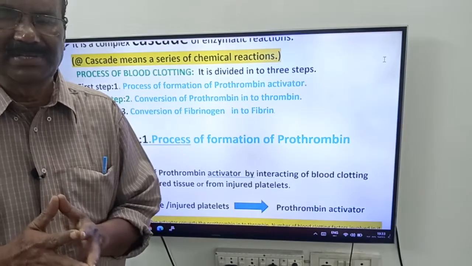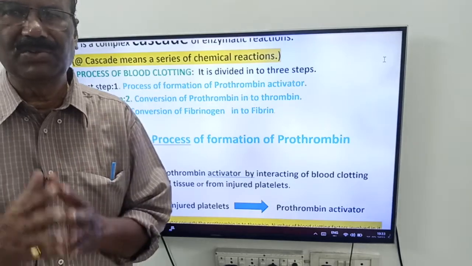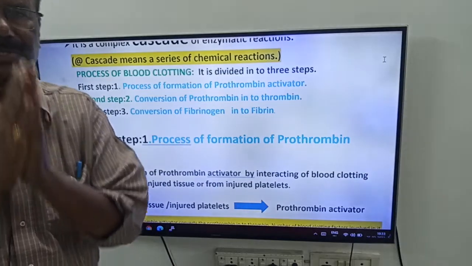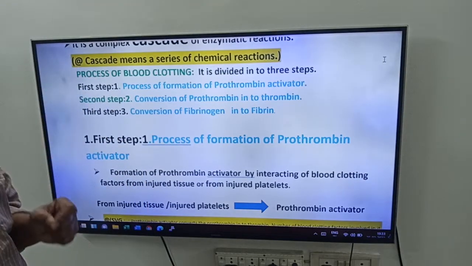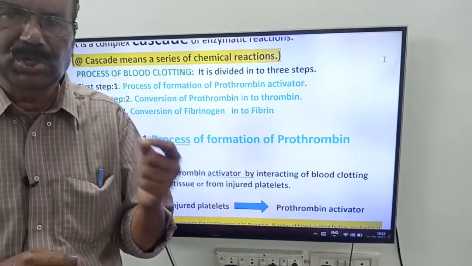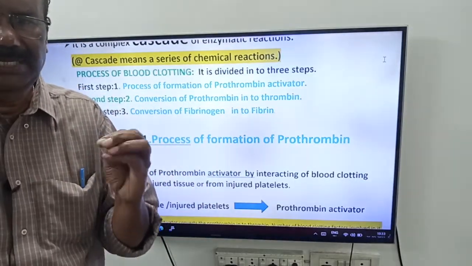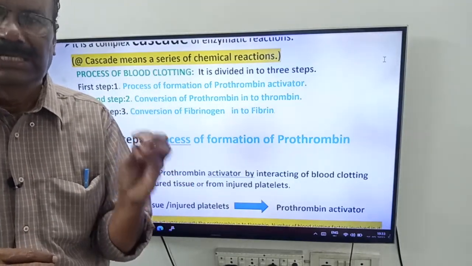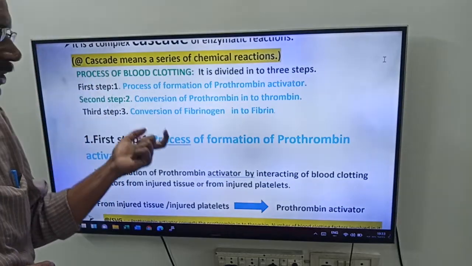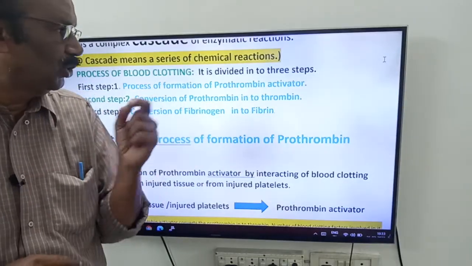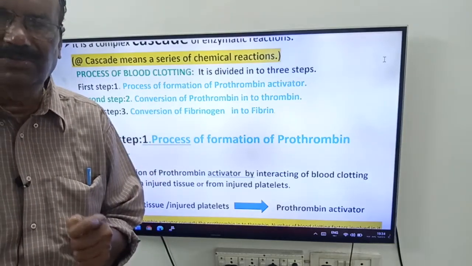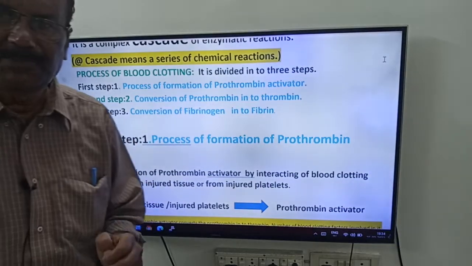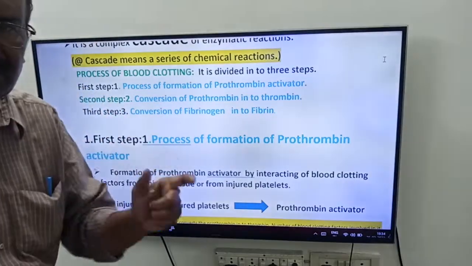Remember, the blood clotting process is divided into 3 steps. First you have to know these 3 steps. Step 1: process of formation of prothrombin activator. Concentrate on these words. In the first step, it is the process of formation of prothrombin activator. First we have to form prothrombin activator. That is the first step.